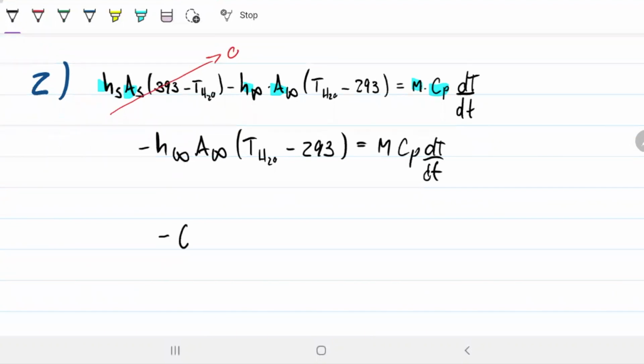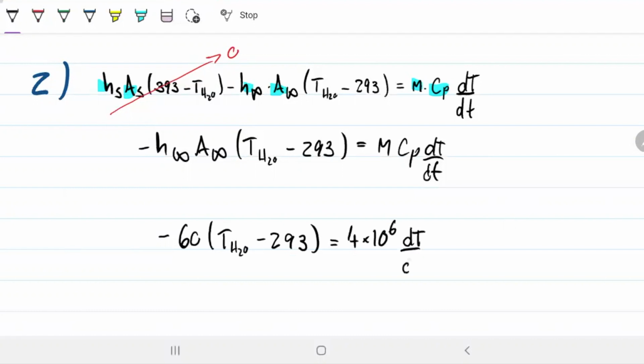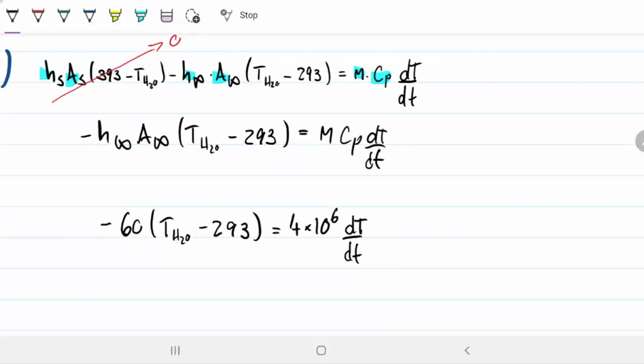So know how this is going to be simplified, right? So we have minus 60 here times T. I want to leave it as multiplying. On this side, we still have the same 4 times 10 to the 6, right? dT. And this is the general equation for case 2. So let's do general equation, case 2.